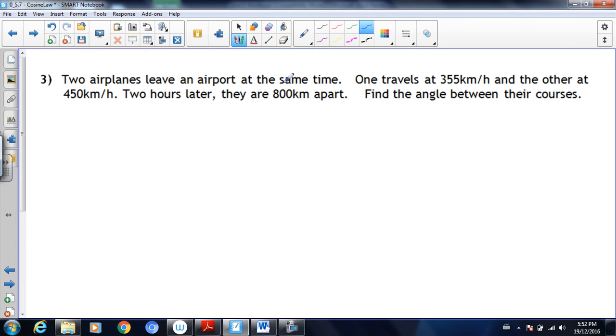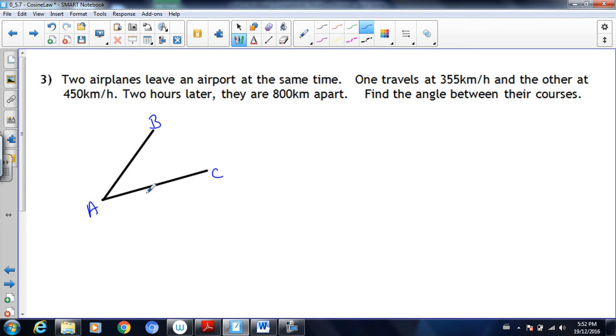So always when you're working with word problems, draw out the situation, draw out a diagram as to what's happening. You know that two airplanes are leaving the airport at the exact same time. So let's say the airport is here. One airplane is going in one direction and another airplane is going in another direction. Let's put A for airport. We can say B for one of the planes and C is where the other plane is.